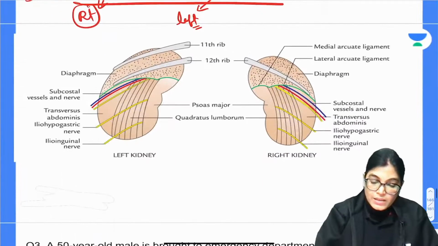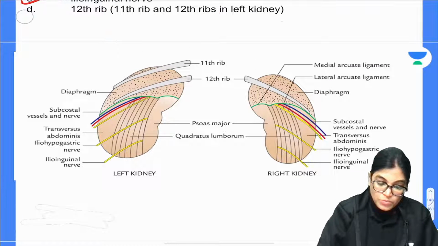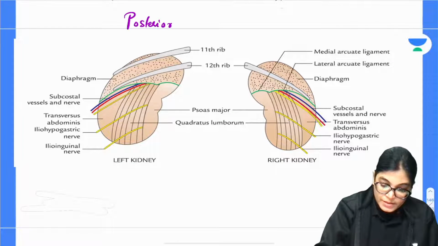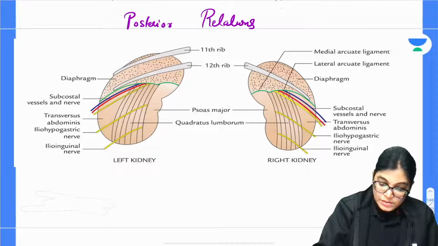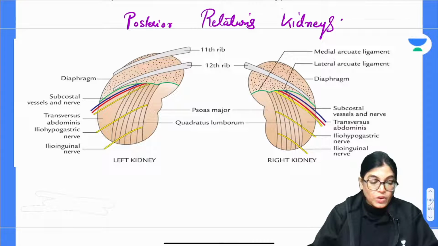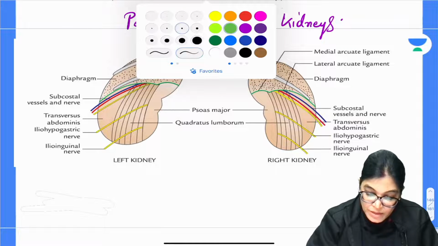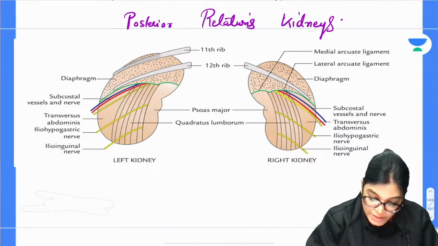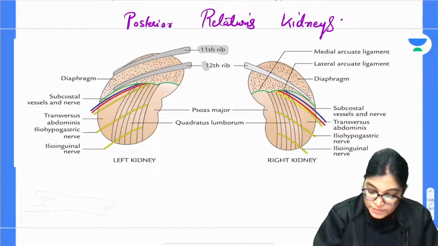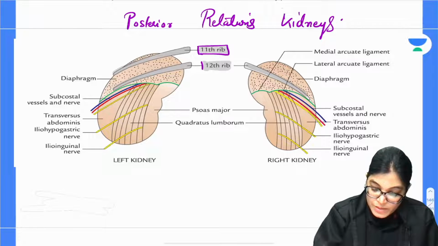So my dear aspirants, the diagram which I am showing you is showing the posterior relation of both the kidneys. So let's focus on the posterior relation of both the kidneys. So write down posterior relations of kidneys, that is both right and the left kidney. Here, when we are talking about the ribs, the 12th and 11th rib are related in case of left hand side, but only the 12th rib in case of right hand side.